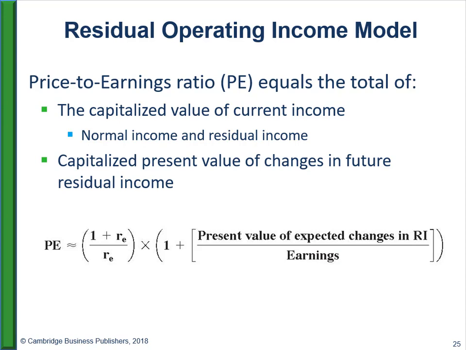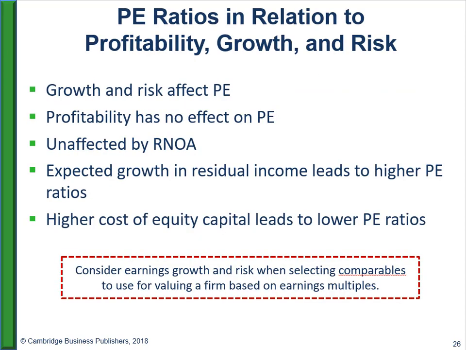a similar deconstruction of the price to earnings ratio. Here the authors tell us that the price to earnings ratio is equal to a total of the capitalized value of current income, both normal income and residual income, plus the capitalized present value of changes in future residual income. And that's expressed formulaically here as price to earnings equals 1 plus the cost of equity divided by the cost of equity times 1 plus the present value of expected changes in residual income divided by earnings. And we can similarly break that down.